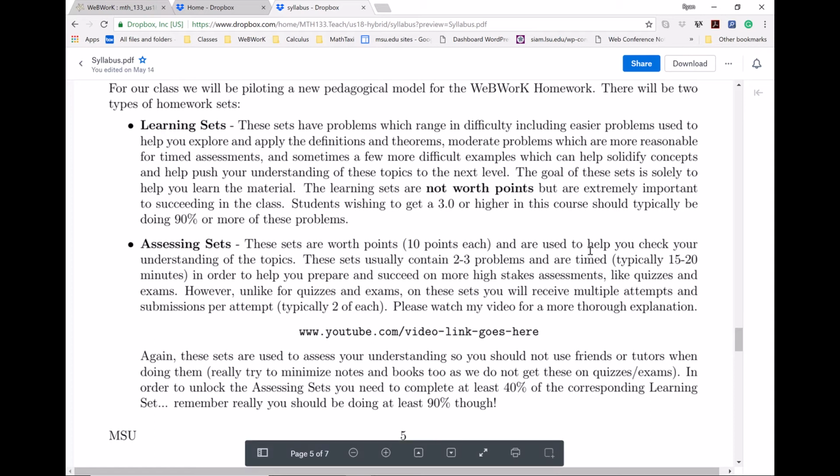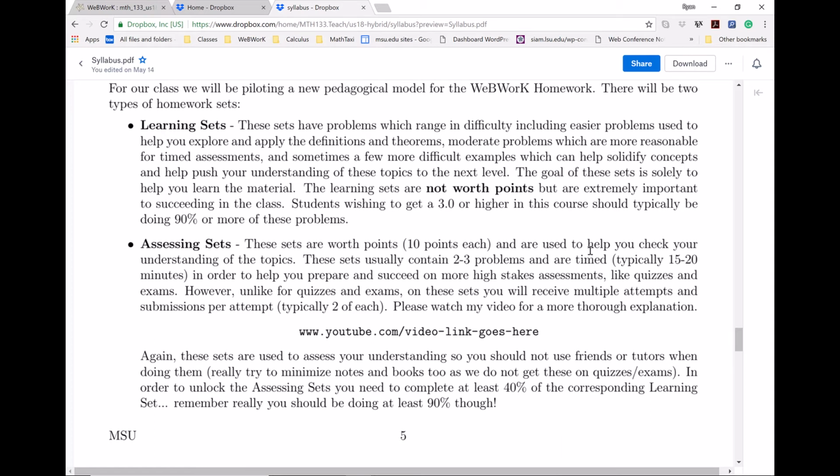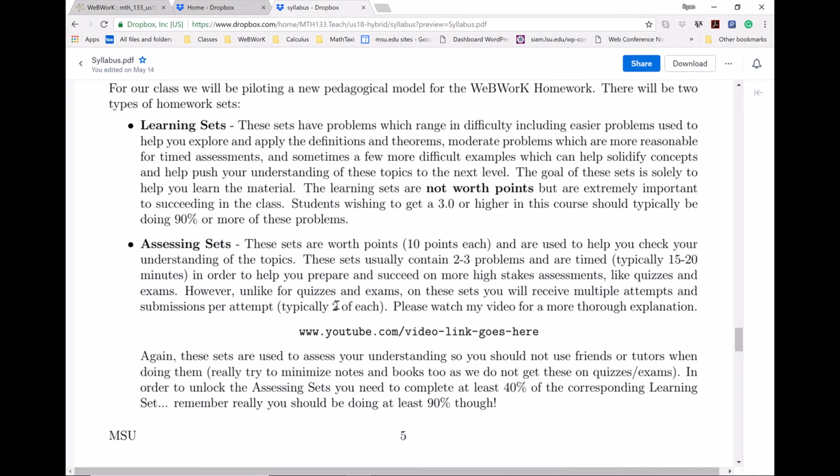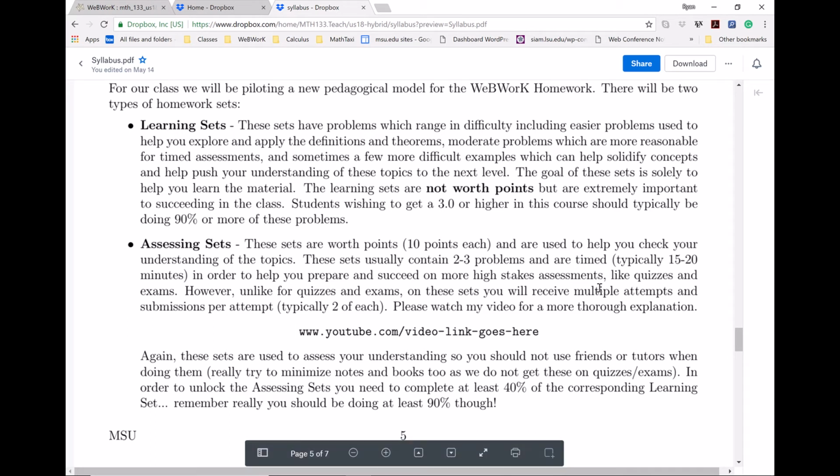They are going to be timed, and I think that this is a really good thing to help you practice for quizzes, exams, and your other timed assessments. But I understand that since you're still just getting used to this stuff, you may not be at 100% yet, so you're going to have some extra opportunities to get full credit here. It's not like quizzes and exams, where you take them once and you're done. Here you're going to get multiple attempts per submission, usually 2, and you're going to get multiple submissions.